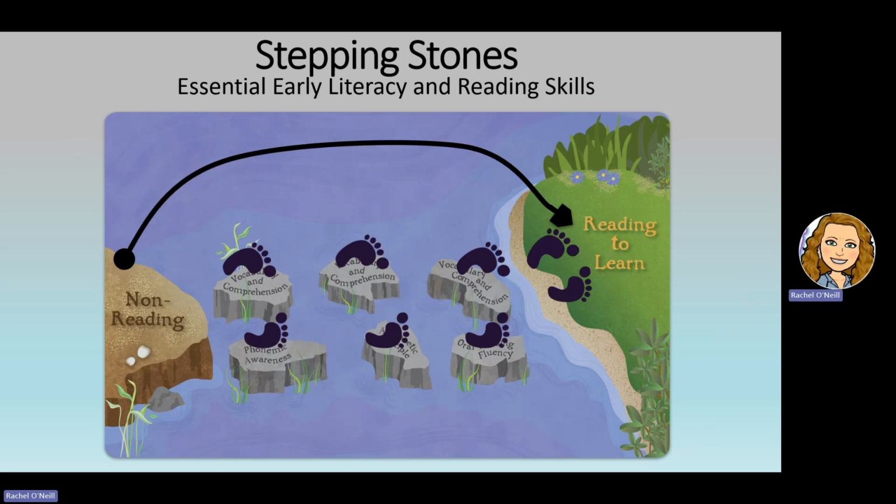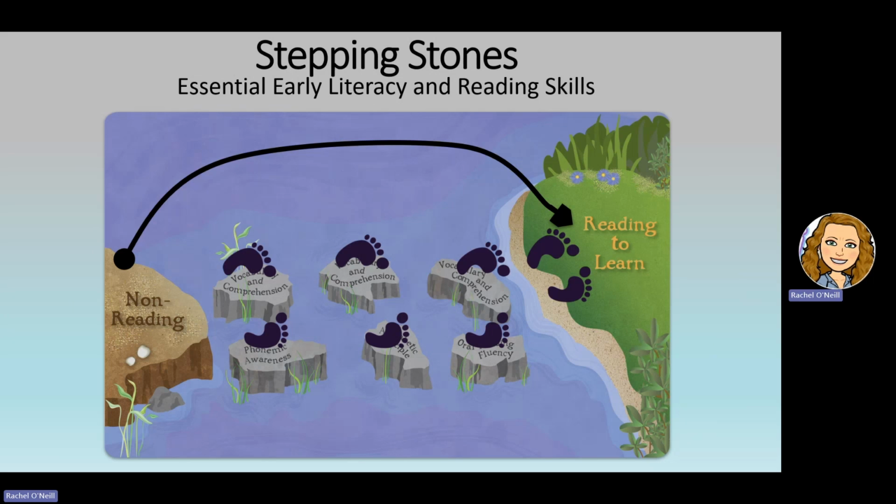This image illustrates the essential early literacy and reading skills and the path from the land of non-reading to the land of reading to learn. There is a large turbulent river between. It is not possible to jump from the land of non-reading to the land of reading, and it is not possible to jump over a step. Each step along the way is critical and equally important to successful reading.